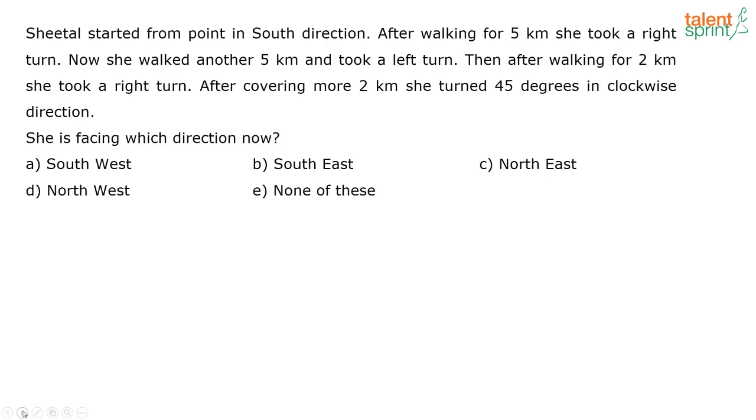So what's given here? Sheetal started from a point in the south direction. So she is facing south and going towards south, and she is walking for 5 kilometers, and then what did she do? She took a right turn. So she took a right turn means she is turning in this direction and walking for another 5 kilometers, and then she is taking a left turn and she is walking for 2 kilometers, and then again she takes a right turn, and after covering 2 more kilometers, she is again covering another 2 kilometers here.